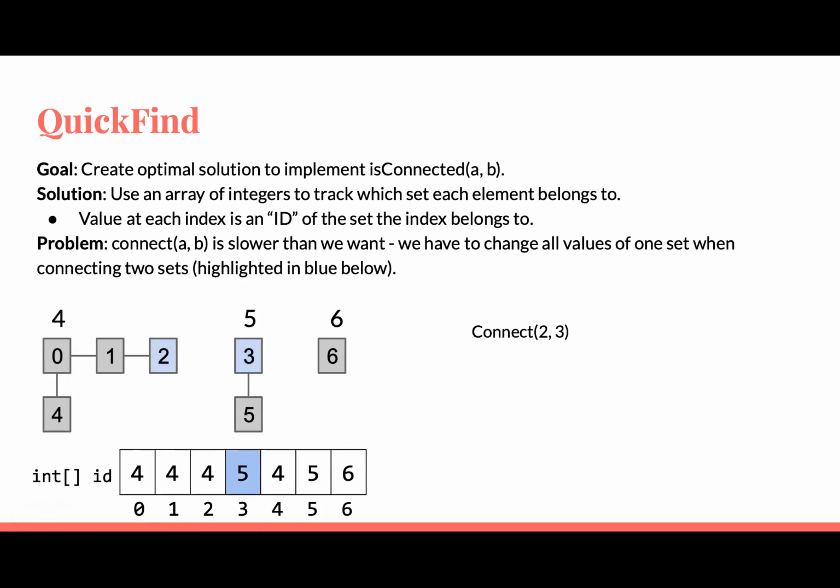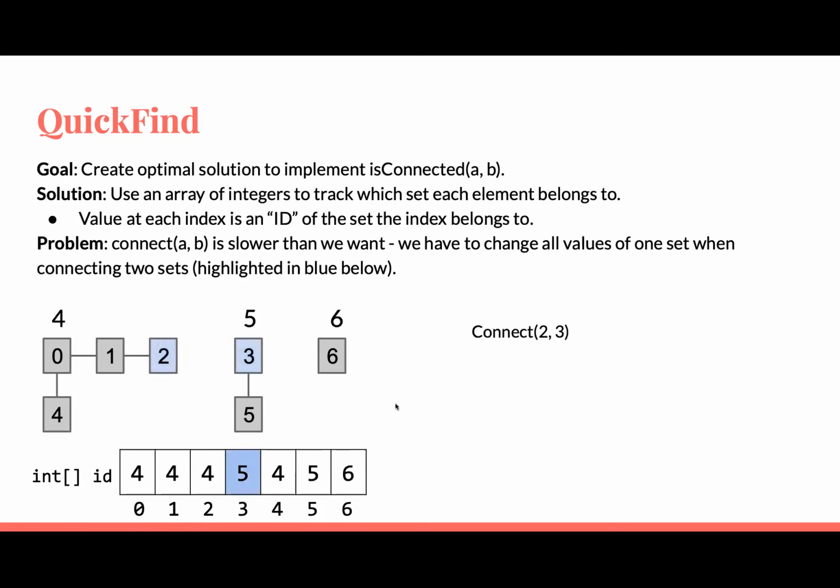So when we want to do an operation to check if 2 items are within the same set, all we have to do is ask, okay, 0 and 5, are you part of the same set? If we take a look at index 0, it's part of set 4. And if we take a look at index 5, we can see that it's part of set 5. So it will return false in this case.